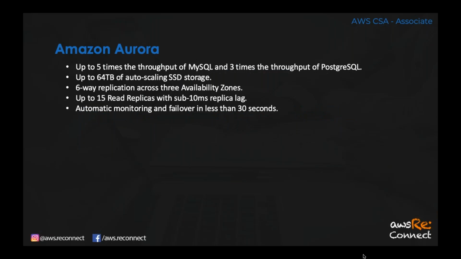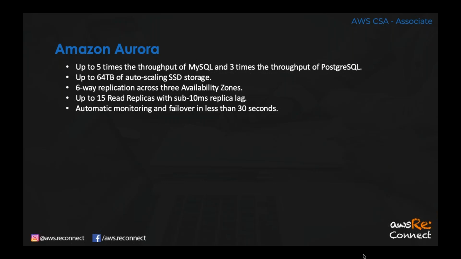So what exactly is Amazon Aurora? Aurora is an Amazon designed engine. It gives up to 5 times the throughput compared to MySQL server and 3 times the throughput of PostgreSQL server. It supports up to 64 terabytes of auto scaling, and has 6-way replication across 3 availability zones. So you can replicate your instances automatically to 3 availability zones.